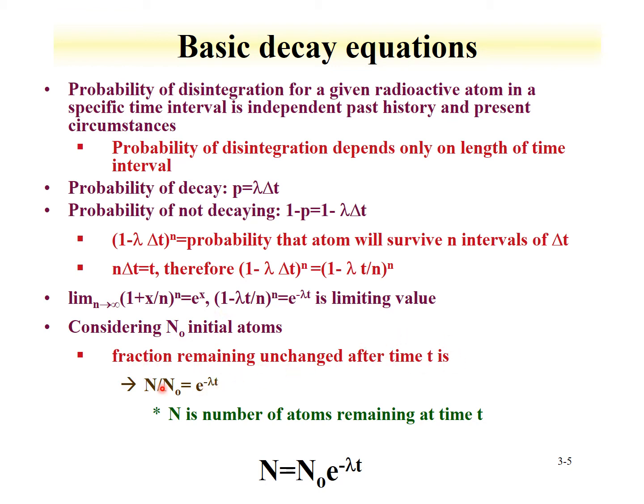We've seen this equation before, where N is the number of atoms remaining at time t. So N divided by N naught is equal to e to the minus lambda t. We have this important equation that we've already presented, and now we've derived it: the number of initial atoms times e to the minus lambda t is equal to the number of atoms at time t. Now this could be used for moles, it could be used for mass, it can even be used for activity, since we know that activity equals lambda N. So we could substitute activity for this term N in this equation.